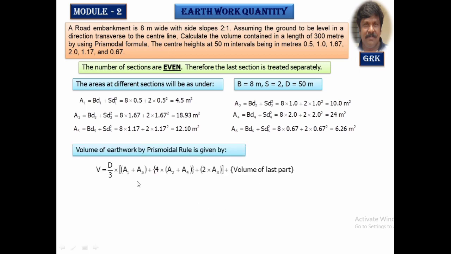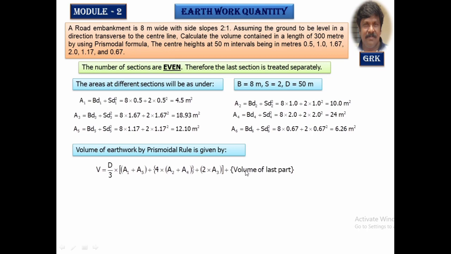Yes. Volume is given by d by 3 into A1 plus the last section A5, plus twice the areas of the odd number of sections, that is A2 and A4, twice the area of the even section. I am talking only between A1 and A5.